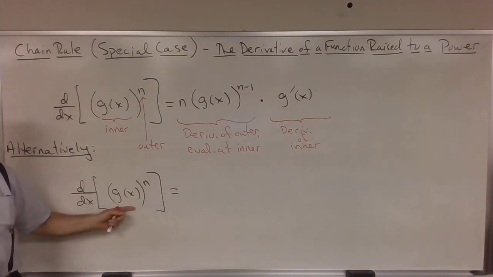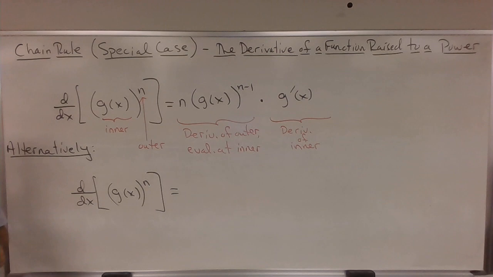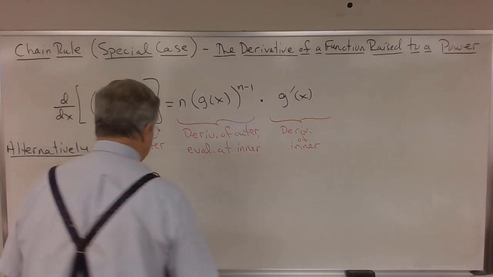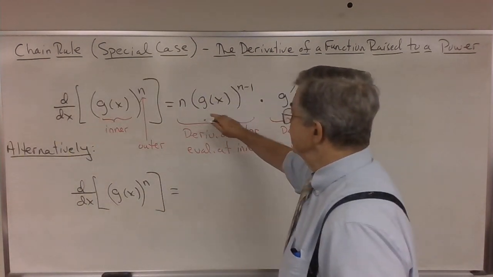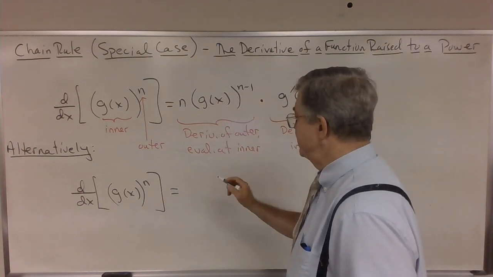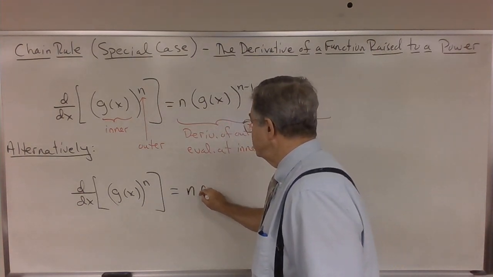we have something raised to a power here. And the first part of the derivative is n g of x to the n minus 1. I'll write that down.